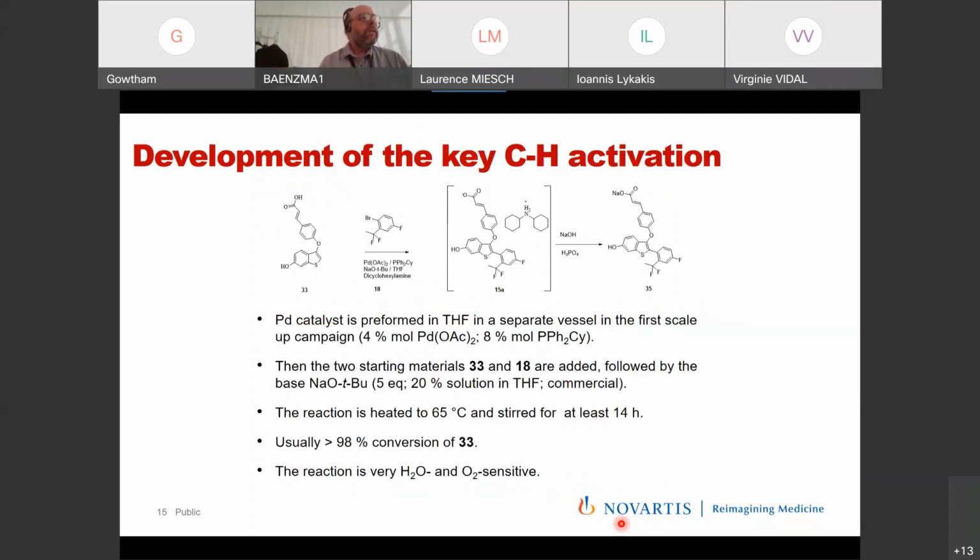The next step, the CH activation. We found conditions with palladium acetate and cyclohexyl diphenylphosphine as a ligand. The catalyst was, in the first scale-up batch, preformed with 4 mol% palladium acetate and 8 mol% of cyclohexyl diphenylphosphine in THF. 5 equivalents of sodium tertiary butoxide solution in THF, which is commercially available, were added. The reaction was heated up to 65 degrees for at least 14 hours, and usually we had greater than 98% conversion. The reaction is very water and oxygen sensitive.